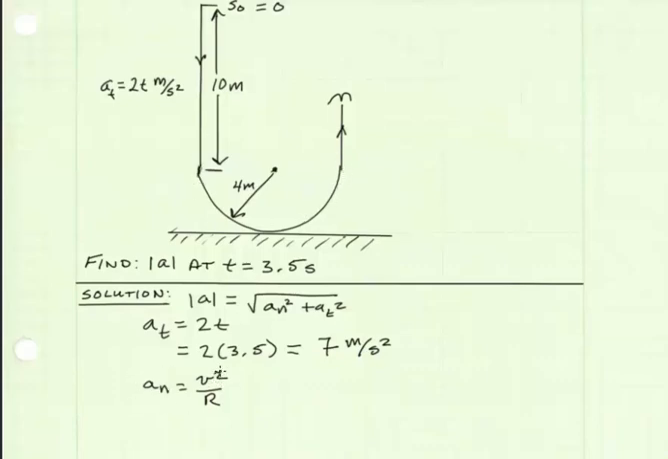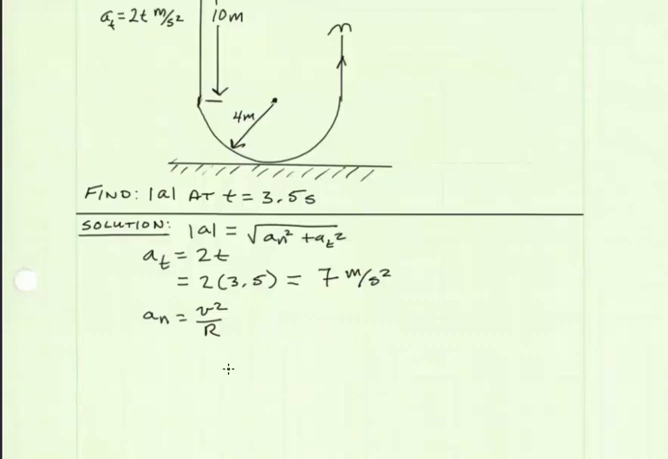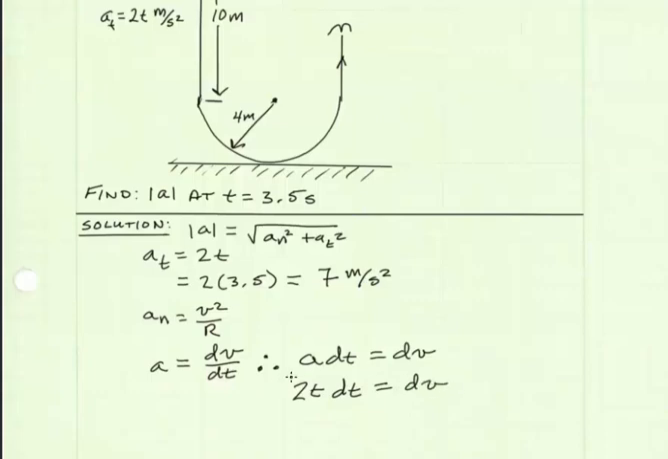So to get our normal acceleration, we're going to need to know what our velocity is. To find our position, we're going to need a position function as well. Well, we know that acceleration is the derivative of the velocity with respect to time. Therefore, acceleration times the change in time is equal to dv. We have a function for our tangential acceleration, 2t, and we plug that in for acceleration. So 2t dt is equal to dv.